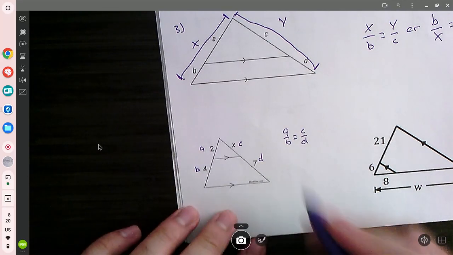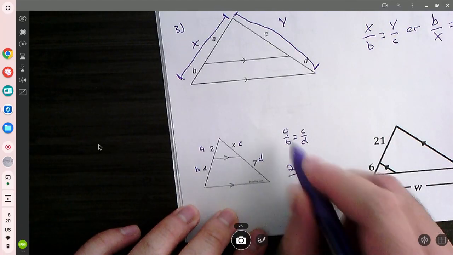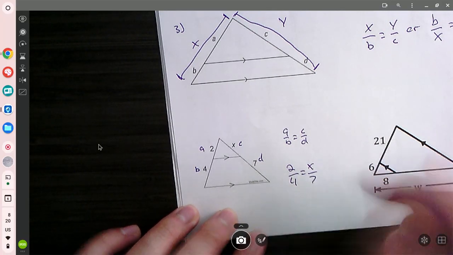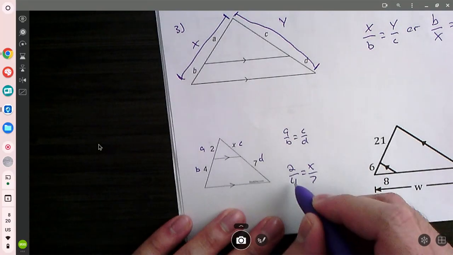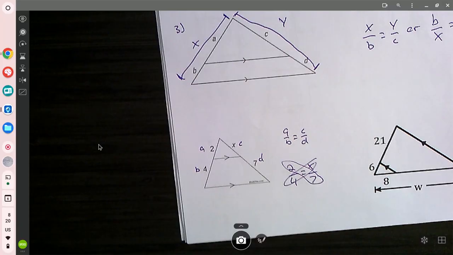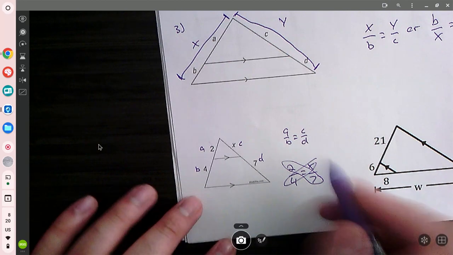So let's go ahead and plug these in. A is 2, B is 4, C is x, D is 7. I now need to do my cross products, right? This is why we have the proportions at the front of the page in case you need that extra practice. Okay, so solving proportions, we do cross products.